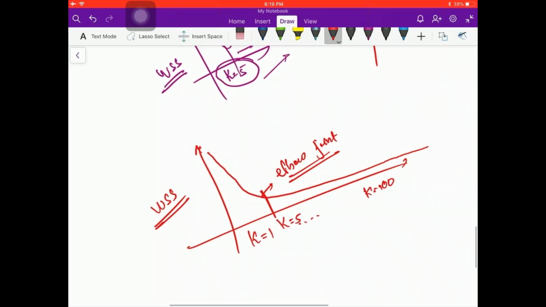You can take k equal to 6 also, but k equal to 4 is not advisable, where the dip is still steep. Where the dip becomes very smooth after that, you can take this as the optimum and say that k equal to 6 is the ideal number of clusters that my data should have. Okay.